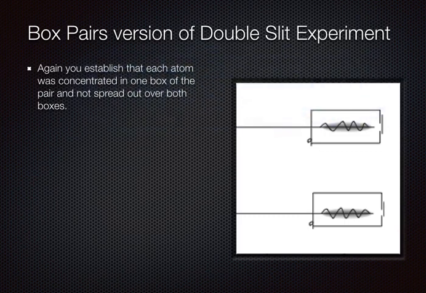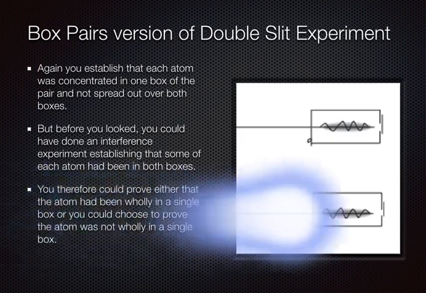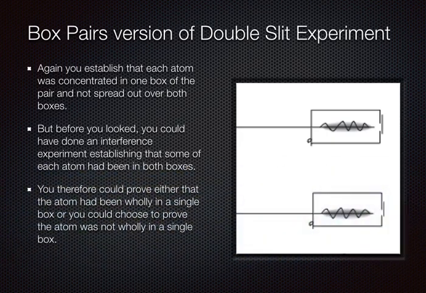All right, so again, we established that each atom was concentrated in one box of the pair, and it wasn't spread out over both. But before you looked, you could have done an interference experiment, establishing that some of each atom was in both boxes. You therefore could prove either that the atom had been wholly in a single box, or you could choose to prove that the atom was not wholly in a single box. Does this make sense?